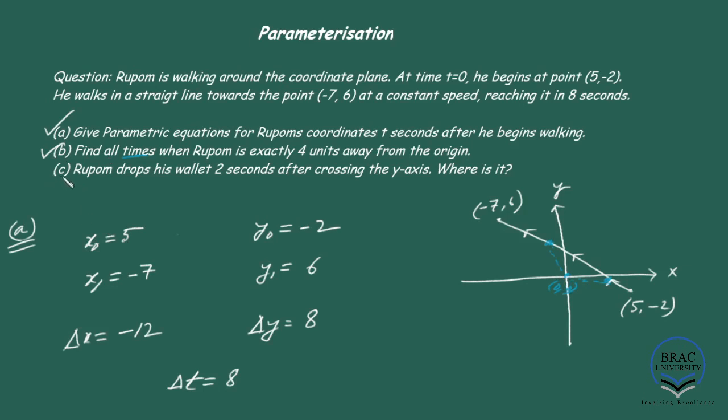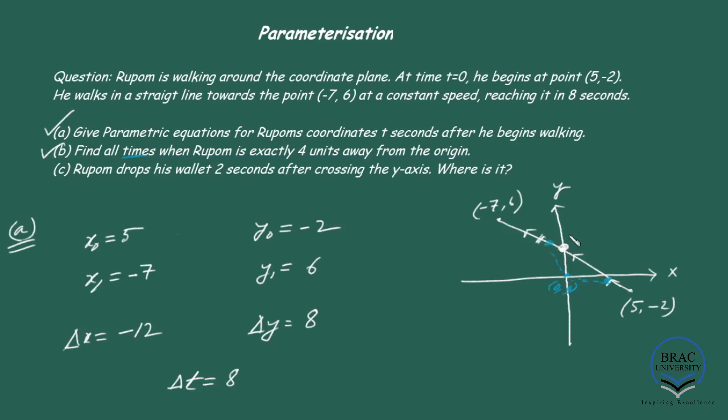Now, the third part of this problem says Rupam drops his wallet 2 seconds after crossing the y-axis. Where is it? This is the y-axis we have. Rupam starts from here, and after coming all the way up to here, he's crossing the y-axis at this point. And he drops his wallet 2 seconds after that, somewhere in here.